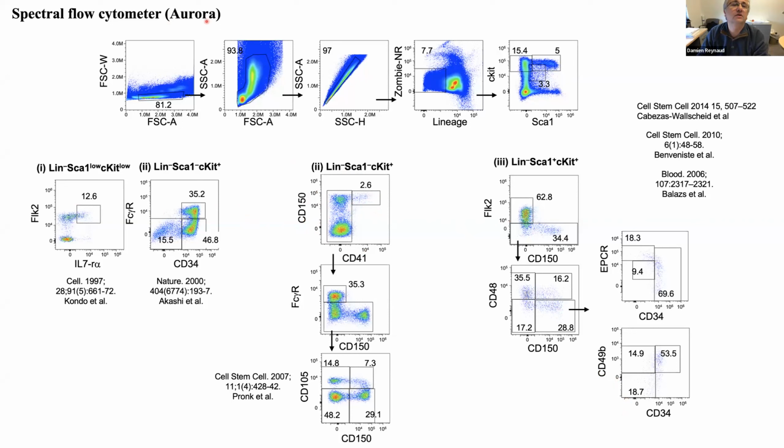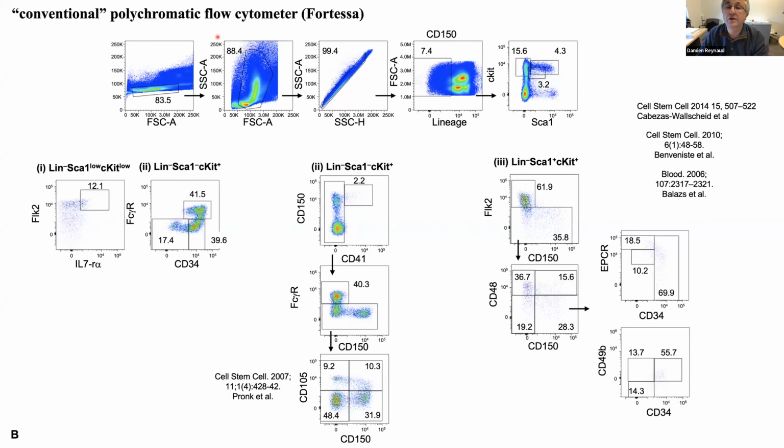So this was analyzed in the spectral flow cytometer Aurora. And we did the same staining by conventional polychromatic flow cytometry. So this is a big word to say that we used the Fortessa. We have the same gating, but I will not go over these populations. Overall, it works in this conventional flow. I would say that it's a little bit less pretty in this case than the spectral flow, but all the populations and the percentages are relatively equivalent.